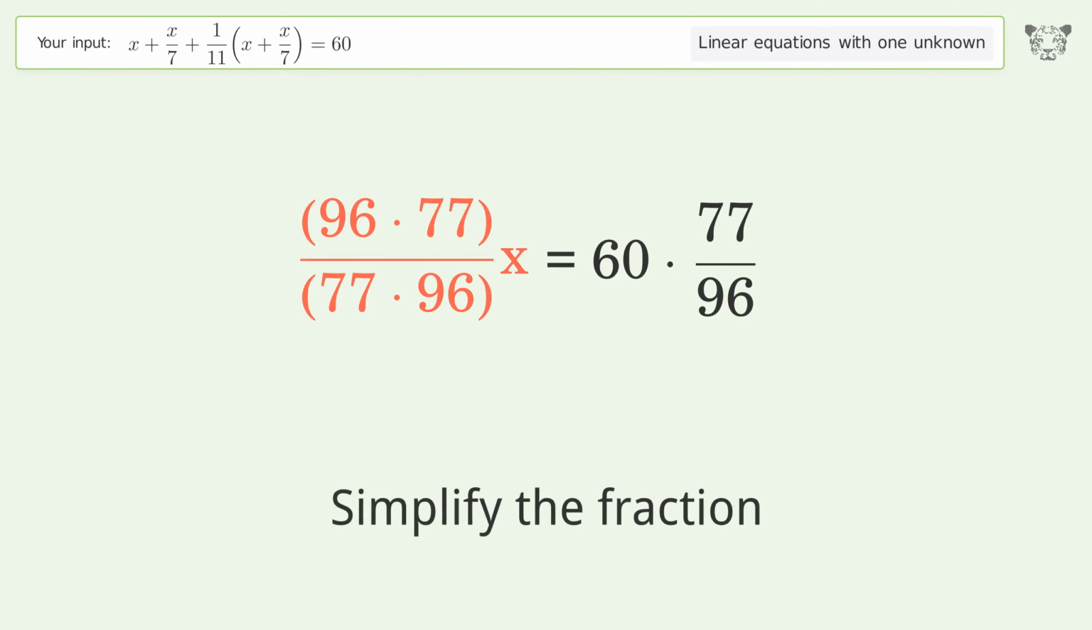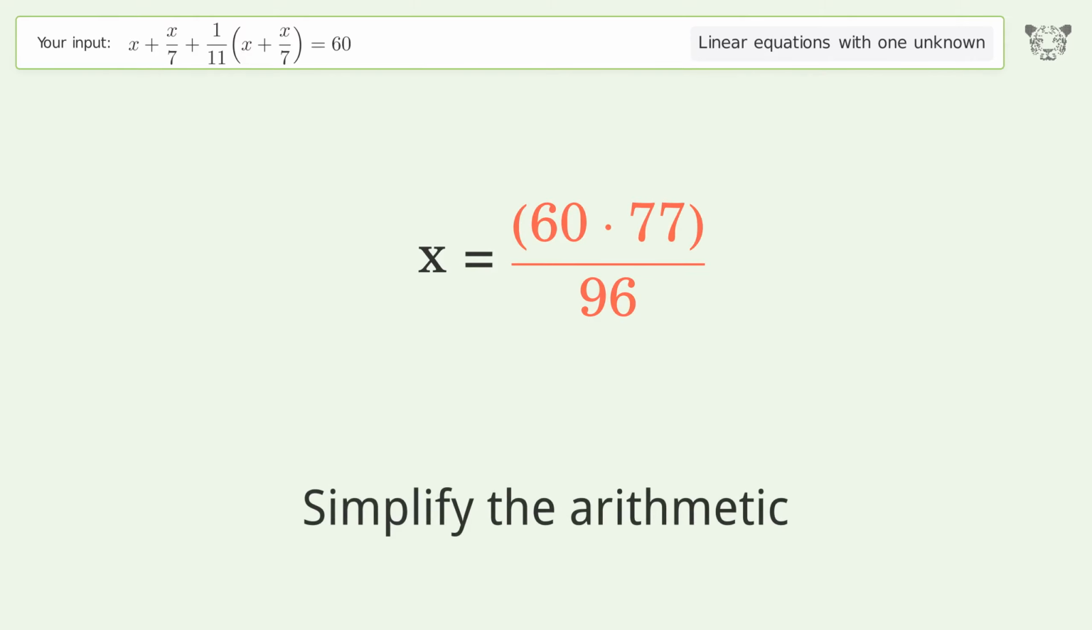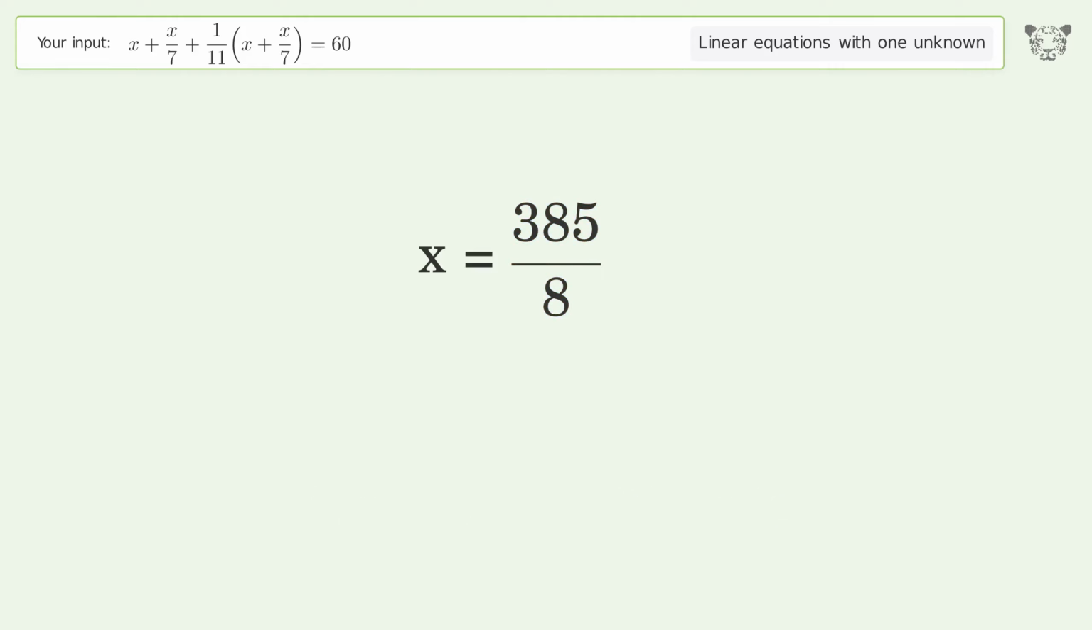Simplify the fraction. Multiply the fractions. Simplify the arithmetic. And so the final result is x equals 385 over 8.